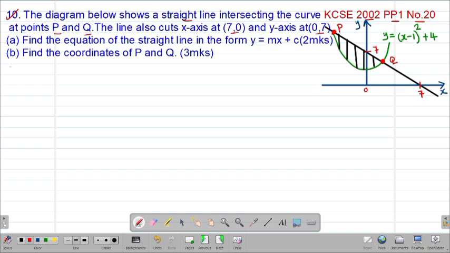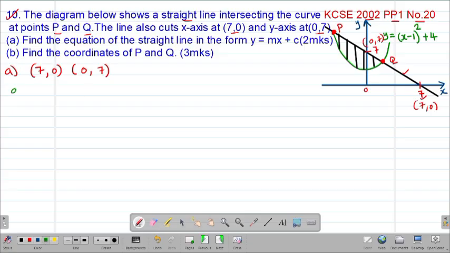For part A of the question, we are required to find the equation of the straight line in the form y = mx + c. Of course, to find the equation of a line, we need 2 points on that particular line. So the 2 points are (7, 0) and (0, 7). I'm going to use the given 2 points to find the equation of the straight line. That is the x-intercept and the y-intercept respectively.